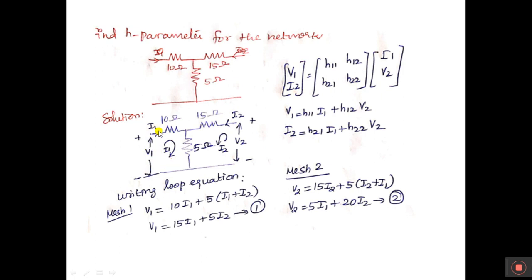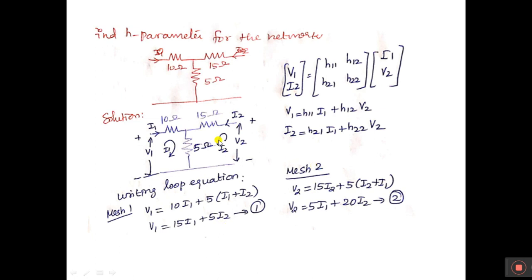Input is V1, current flowing inside is I1. At the second port we are applying V2, current entering is I2. See the direction, you should remember: in a two port network, current is always entering at both ports. So the current entering side is this one, and I2 is this one. If you write loop equation 1, V1 equals 10 I1 plus 5 times (I1 plus I2). So V1 equals 15 I1 plus 5 I2.